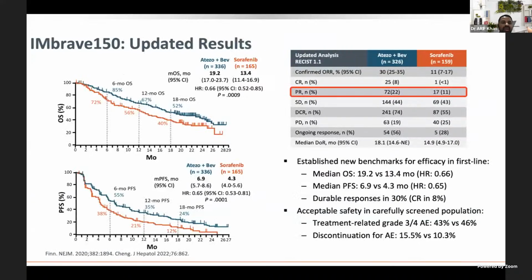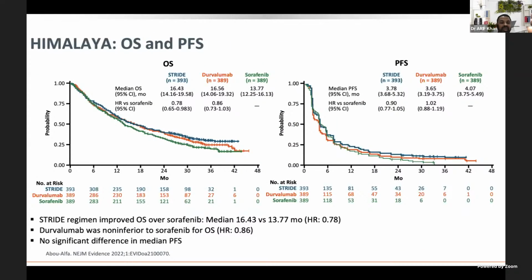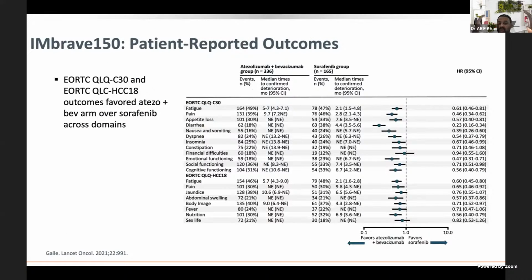That is not the case with IMbrave. The curves started separating very early. Even after 2-3 months, we are seeing the survival benefit and the responses and the improvement in progression-free survival. That is not the case with the Himalaya trial. And also the hazard ratios are very high in Himalaya as compared to IMbrave. If you want to do a cross-trial comparison, we have to compare the hazard ratios. We can't compare the median survivals. That is not fair to do. But when we compare the hazard ratios, definitely Atezolizumab has an edge over the Himalaya trial.